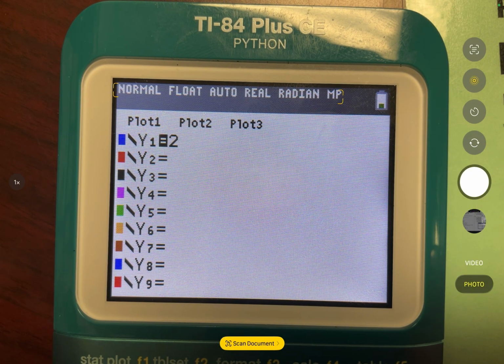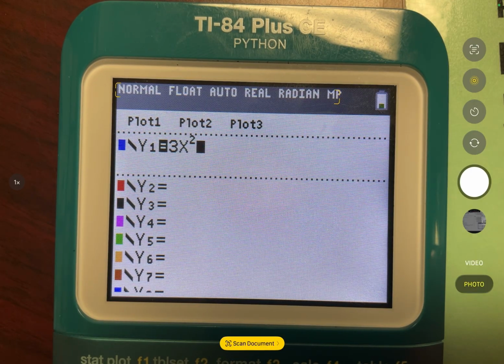Hey, Susie, 3x squared. Yeah, no. Hey, Sus. I'm typing. Hey, Sus, I will tell your mom. No. Hit graph. She is working.